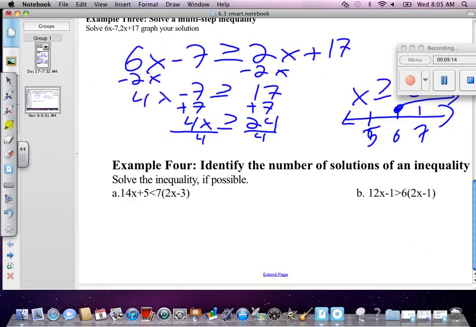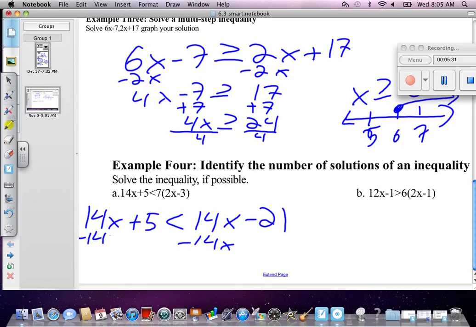The first thing I've got to do is do what? Distribute. Good. So I get 14x plus 5 is less than 14x minus 21. Okay, now I'm going to get all the x's on the correct side. So I'm going to subtract 14x, subtract 14x. These cancel. I'm left with 5 is less than negative 21. What happened to my x?